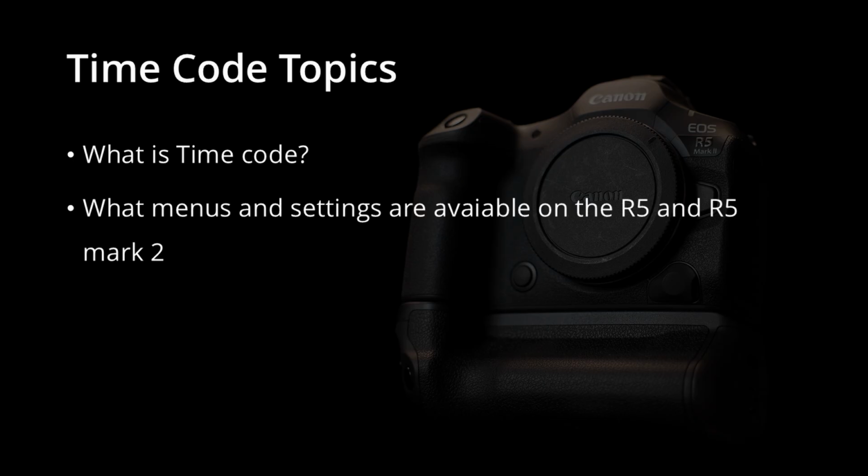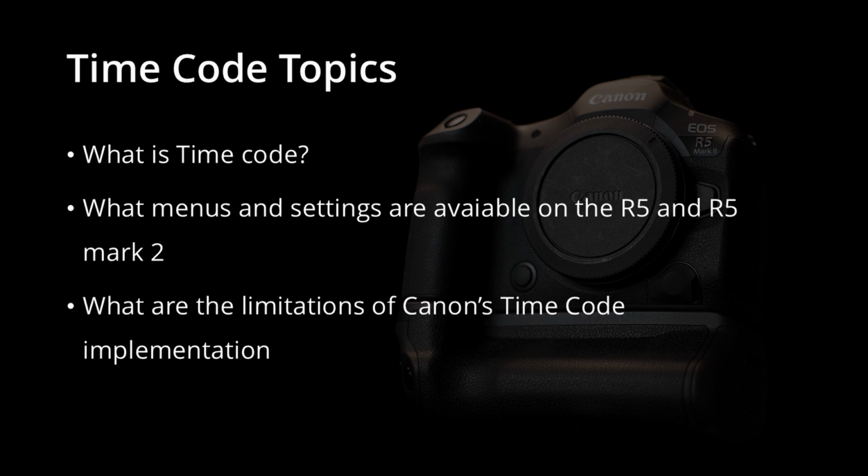We're also going to look at how Canon has implemented it on the R5 and the R5 Mark II specifically, such as where the menus are, what settings the menus have, and what those settings do. And finally, we'll talk a little bit about the limitations of Canon's implementation on these platforms and how that affects its utility.